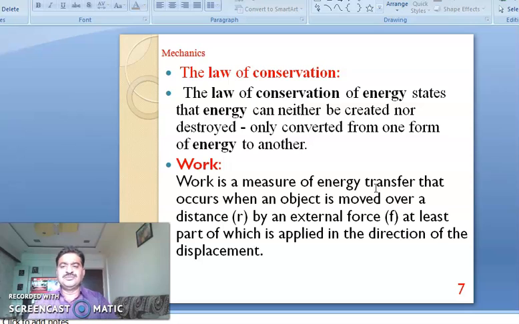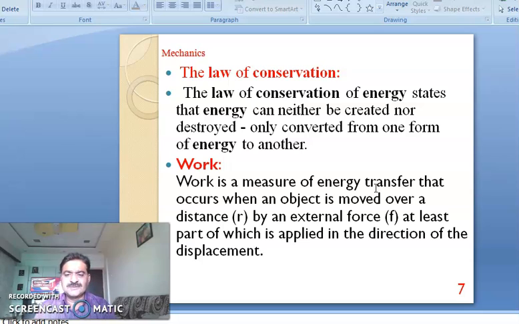See, whenever an object is subjected to a force in a particular direction, and if the object is displaced in the same direction, then the amount of energy utilized, such a measure of energy transfer to displace the body, is said to be work.